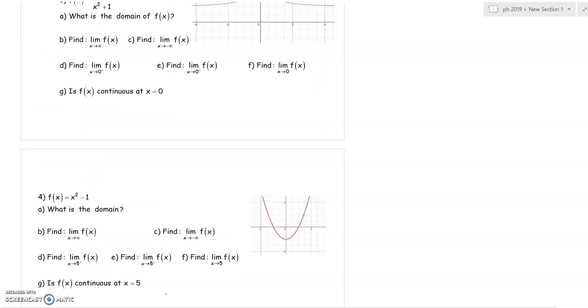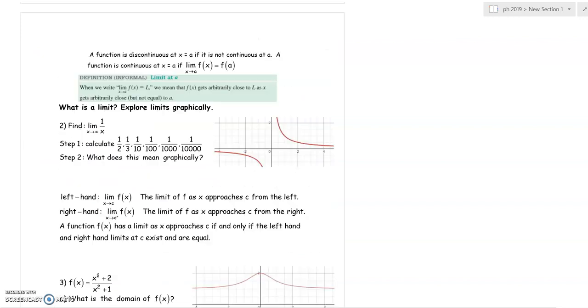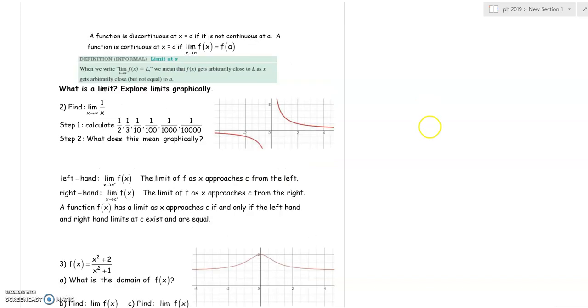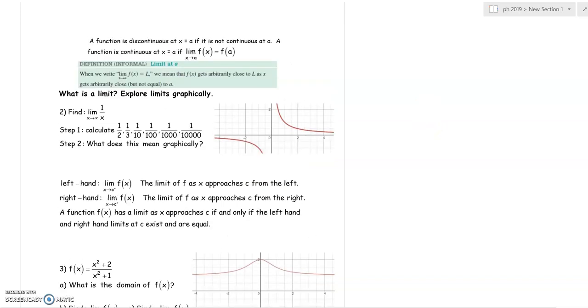Let's see our statement here. It says a function is not continuous at x equals a if it is not continuous at a. A function is continuous at x equals a if the limit of the function as x approaches a is equal to f of a. So we need to talk about limits. We had an introduction earlier in the year, but again, let's talk more about limits.